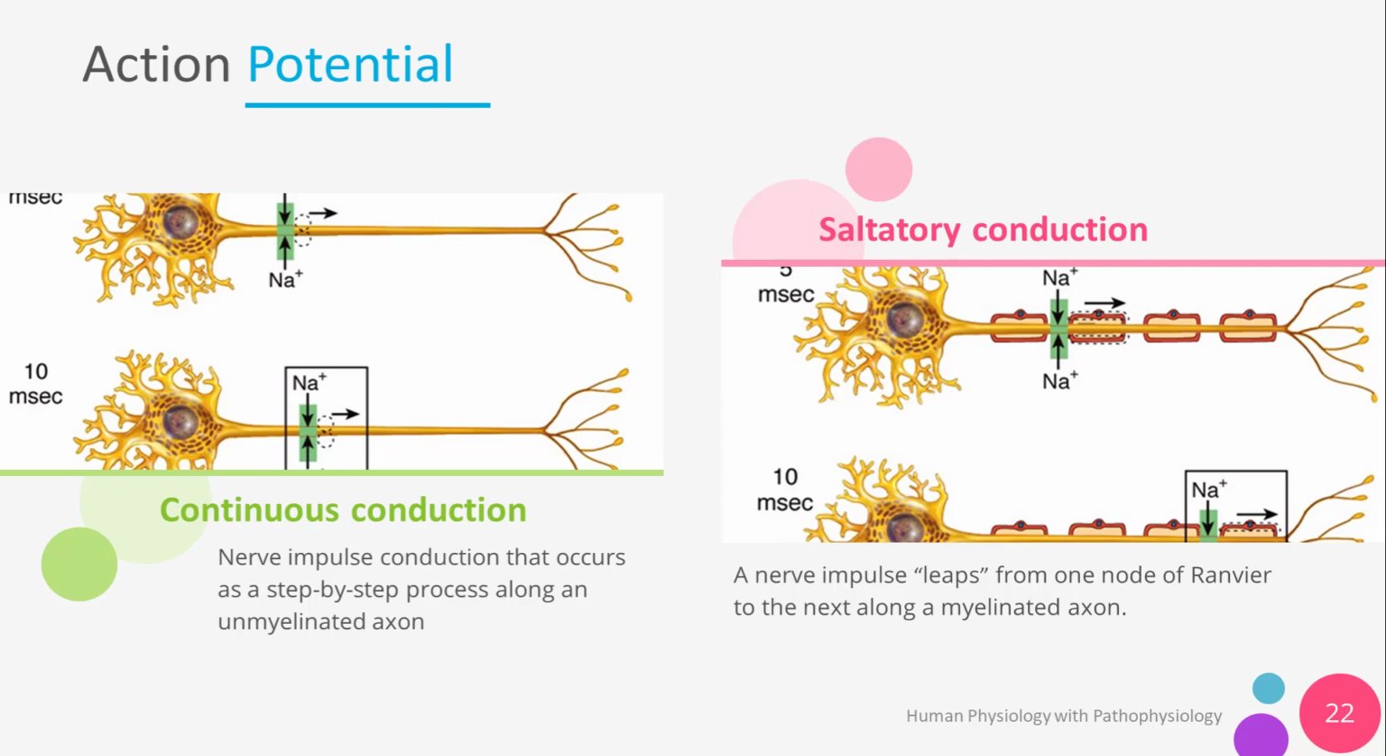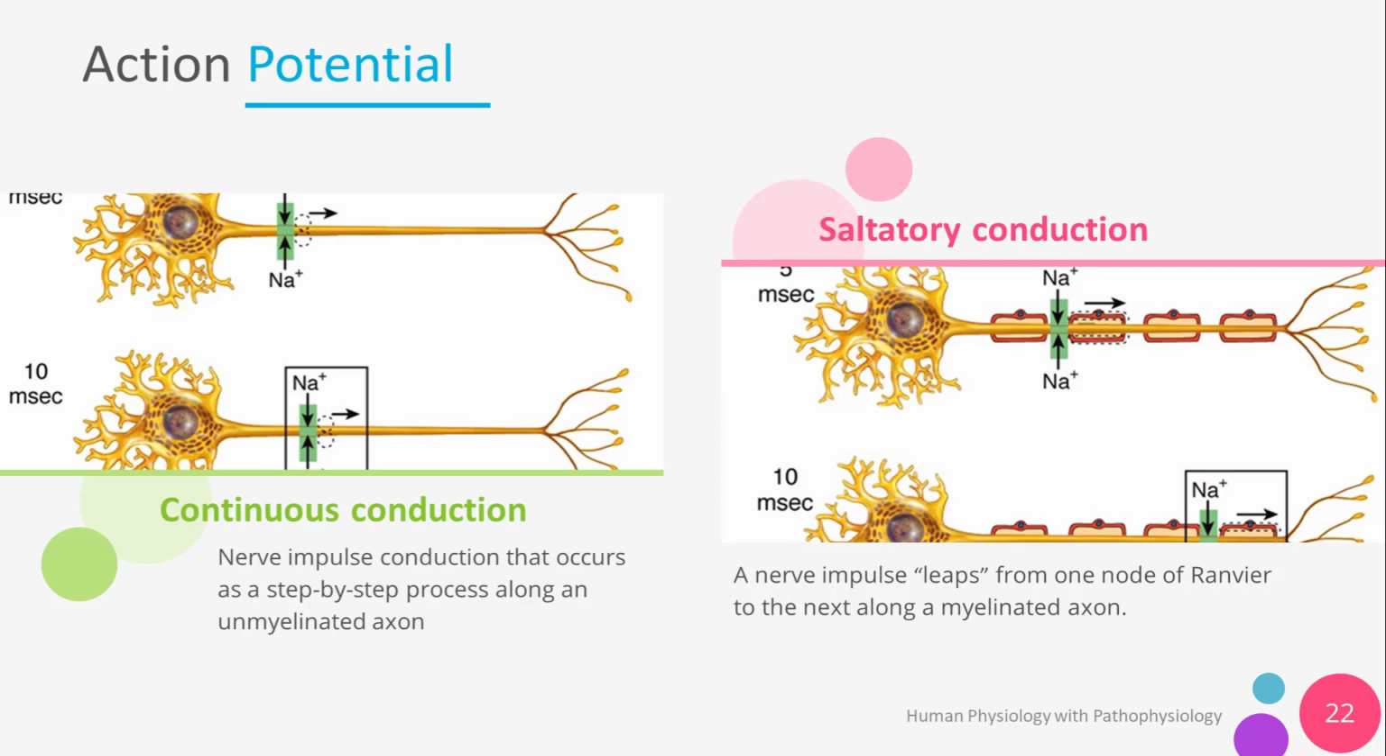Saltatory conduction, on the other hand, occurs in myelinated axons. This is faster than continuous conduction and requires less energy. The myelin prevents continuous conduction, and local current jumps from one node of Ranvier to another. In saltatory conduction, depolarization occurs only at the nodes of Ranvier.